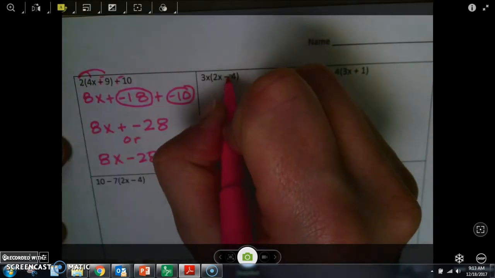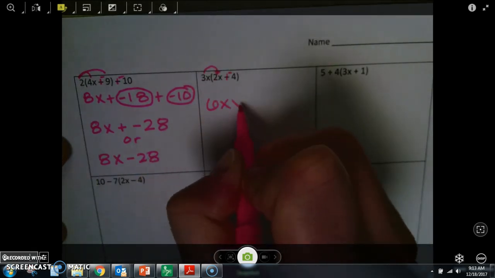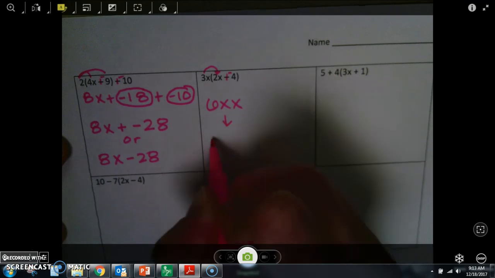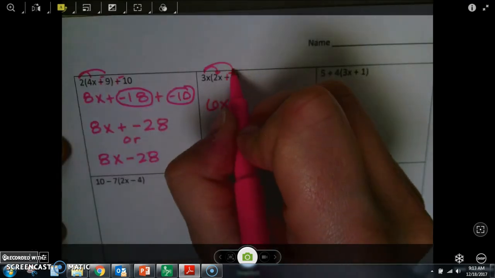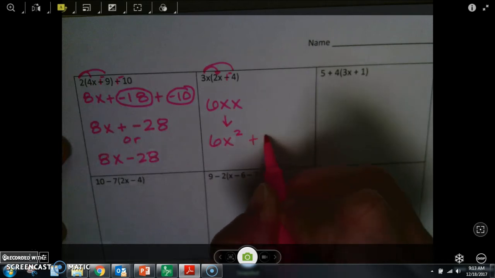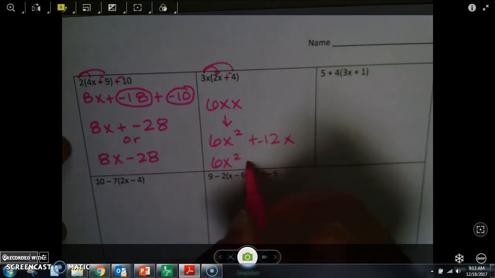Next one, I have a minus sign, so I'm going to change it to plus negative 4. So 3x times 2x is 6xx, but a better way to write that would be to write 6x squared. And then 3x times negative 4 is negative 12x, or I could write 6x squared minus 12x.